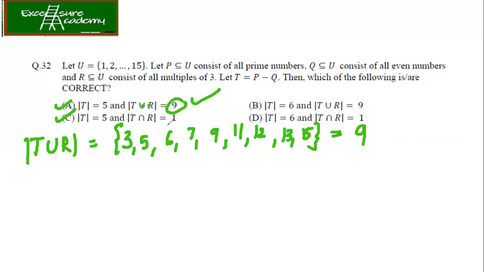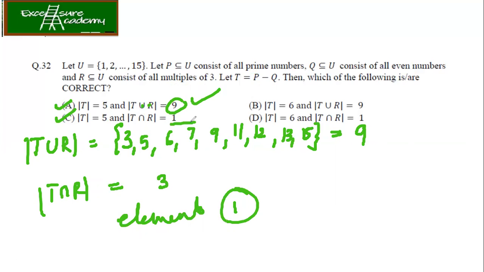Now let us talk about T intersection R. For this, we are going to calculate T intersection R. So what is T intersection R? We are going to get only 3. So how many elements are there? Only 1 is there. So it means the second statement, the C, is also true. Hence, the answer is that A and C both statements are correct for this particular question.